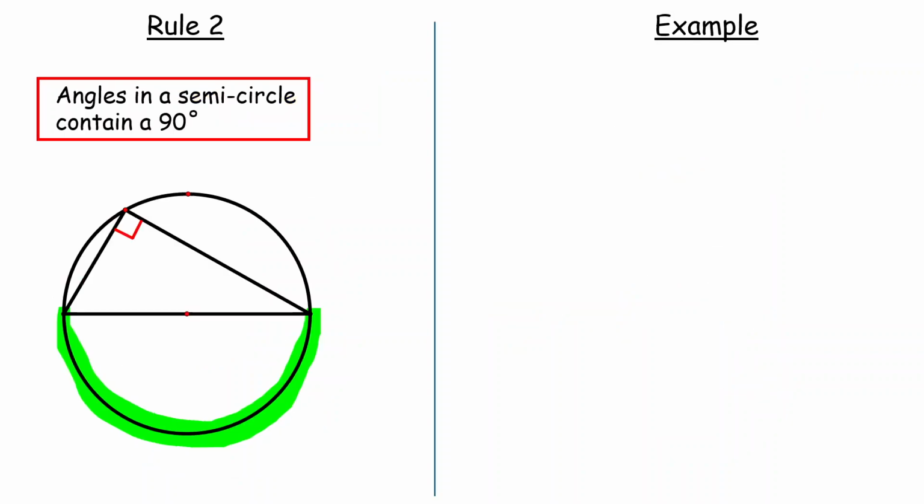Okay, rule number 2 states this, which is angles in a semicircle. Sorry, angles that contain a 90-degree angle. So we can see here we've got a semicircle because the diameter goes right through the center, and I've drawn in a triangle like this. We're just saying that angles in a semicircle must contain a 90-degree angle, like I can see here.